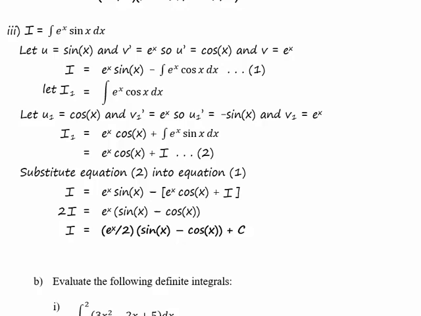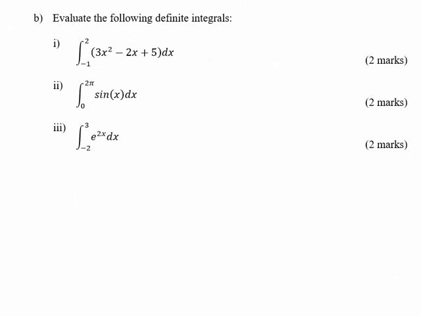Part B. Evaluate the following definite integrals. Part 1 is a polynomial in x, so we can integrate that directly. So I'm going to get x cubed minus x squared plus 5x between the limits of plus 2 and minus 1. We start by replacing all the x's with 2, and then from that we subtract the result of replacing all of the x's with minus 1.